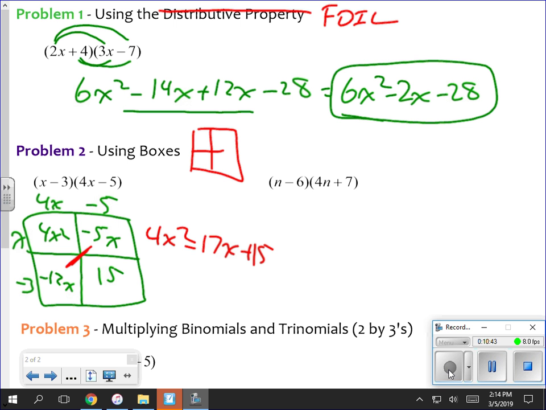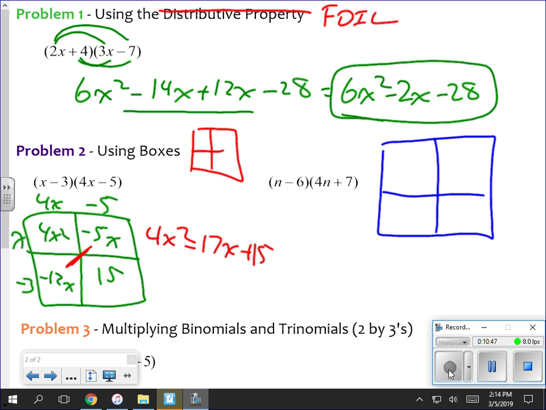Same thing on this one here. Set up a box. 2 by 2, n minus 6, n minus 6, 4n, and 7. Once again, if you put your 2 on the opposite sides, the only thing that will be different are the 2 diagonals, but you'll still get the same answer in the end.